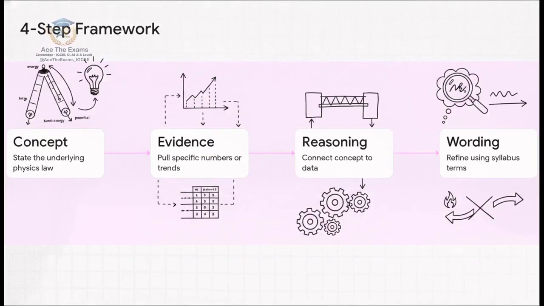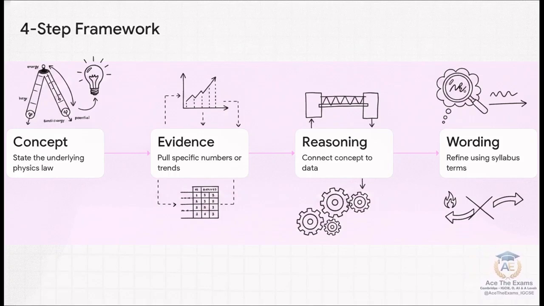To consistently hit that top end, you need to use this unbreakable four-step procedure for every single written question. Ready? Step 1. Concept. You need to state the underlying physics law right out of the gate, like the conservation of energy. Step 2. Evidence. You pull specific numbers or trends straight from the data table or graph they gave you in the question. Don't just talk generally, use their actual data.